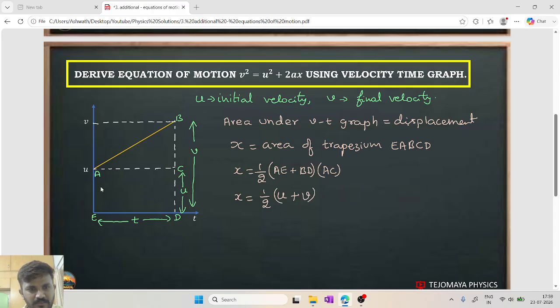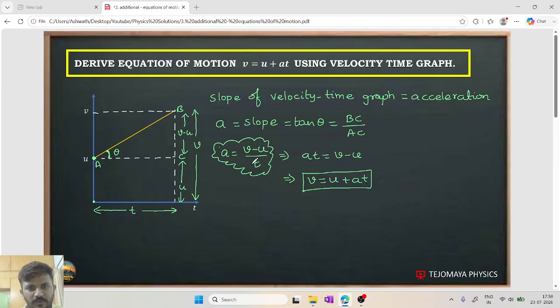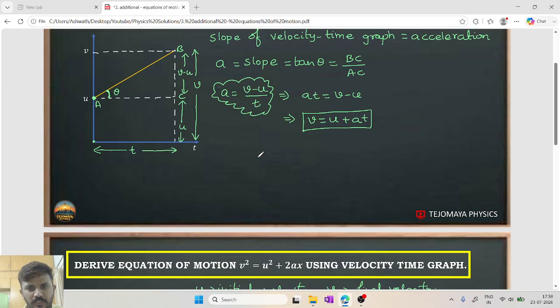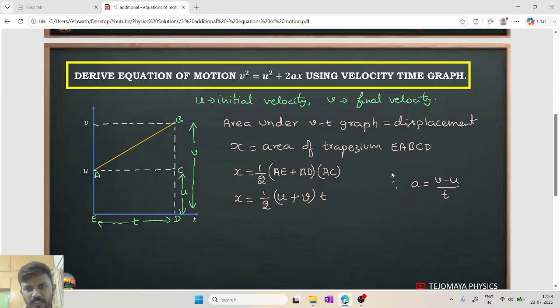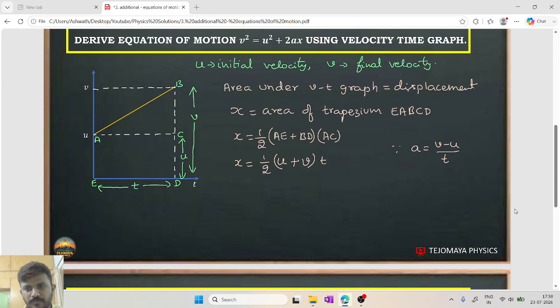What is AC? AC is nothing but D, that is T. Okay, one thing is this. What is T here? Since we know that acceleration is equal to V minus U by T. From the previous derivation, we have A is equal to V minus U by T. So I'm going to take A is equal to V minus U by T and rearrange this. T is equal to V minus U by A.